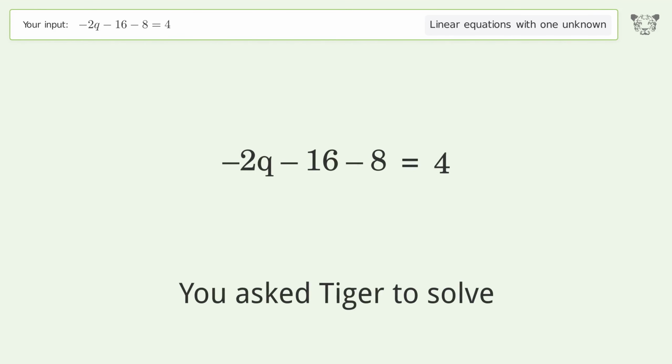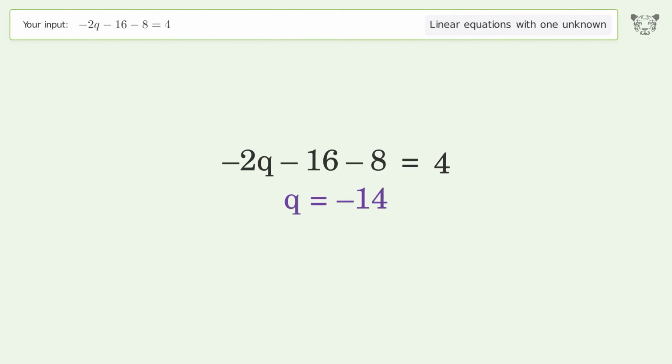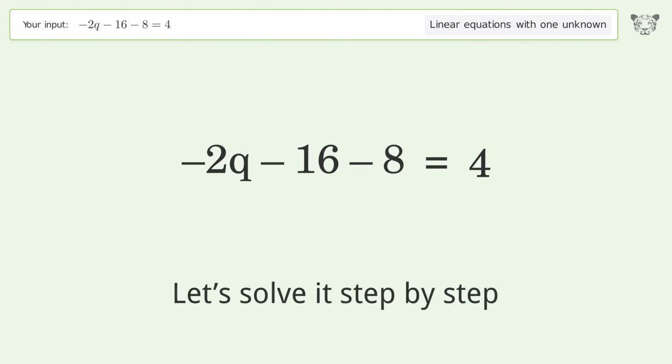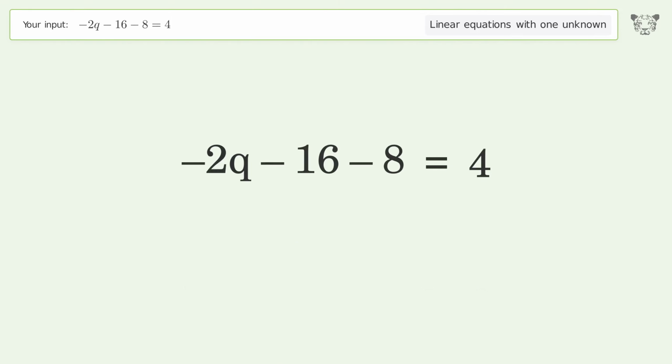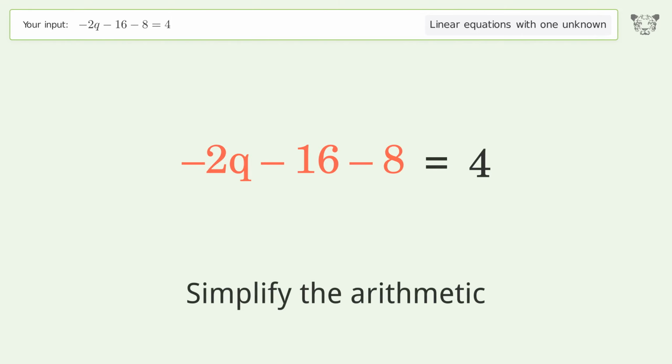You ask Tiger to solve. This deals with linear equations with one unknown. The final result is q equals -14. Let's solve it step by step. Simplify the expression. Simplify the arithmetic.